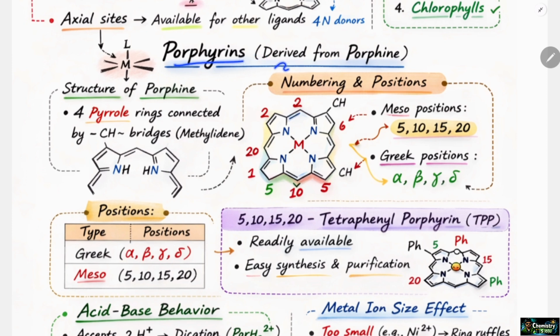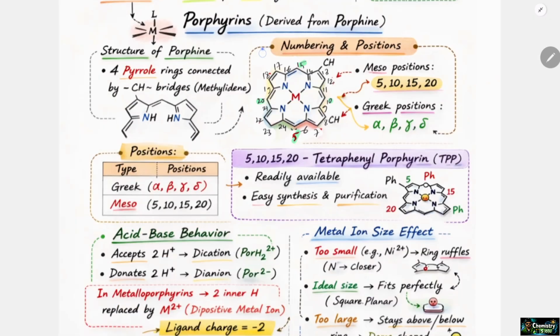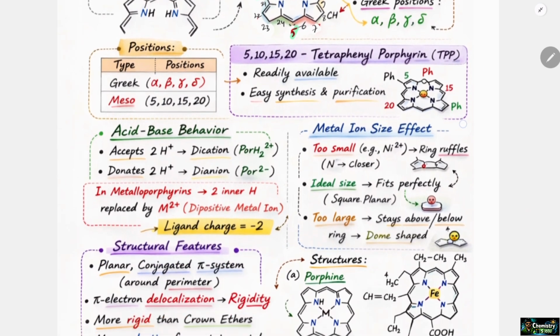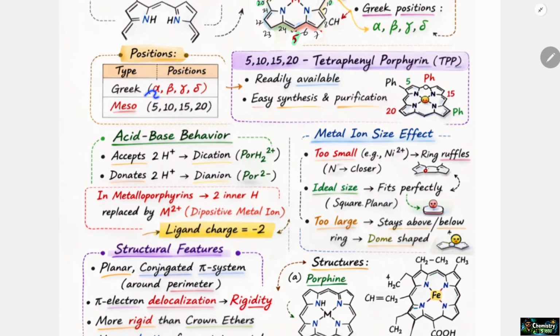Now, porphyrins are derived from porphyrin basically. In the structure of porphyrin, 4 pyrrole rings are connected to each other by this CH bridge or methylidine unit. This is the basic porphyrin unit. If we talk about numbering positions, 5, 10, 15, 20, these methylidine positions are called meso positions. And in Greek they are called alpha, beta, gamma, delta positions.